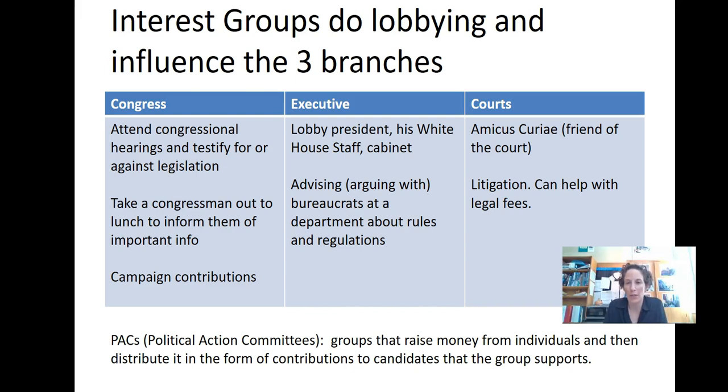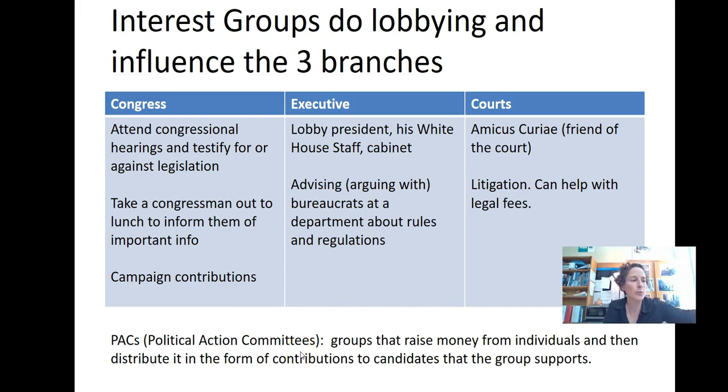So the courts, you wouldn't say that they're lobbied, but there are ways for interest groups to influence the court through their amicus briefs and through litigation. And then I have at the bottom a definition of PACs. We'll talk about those later, but when I was saying contributions, what I mean is that interest groups form PACs that raise money from individuals and then distribute it to various candidates that interest group would support.